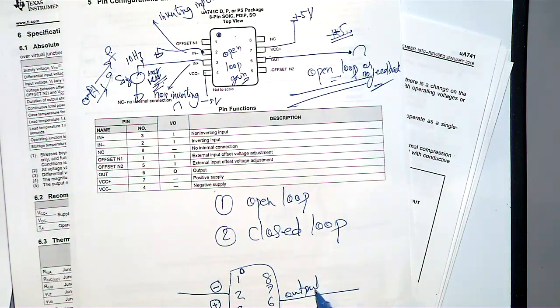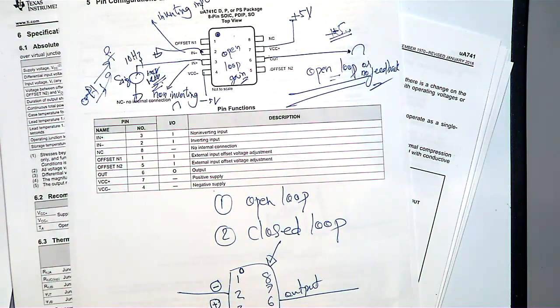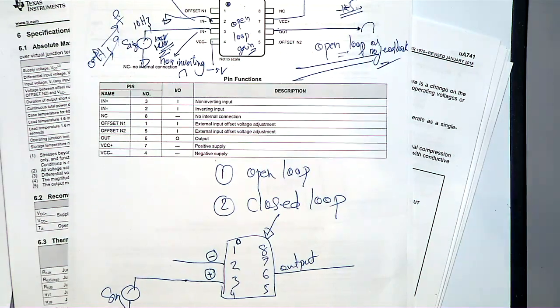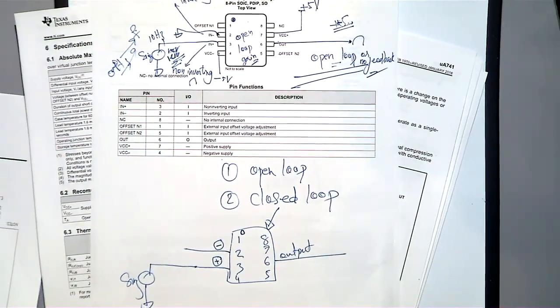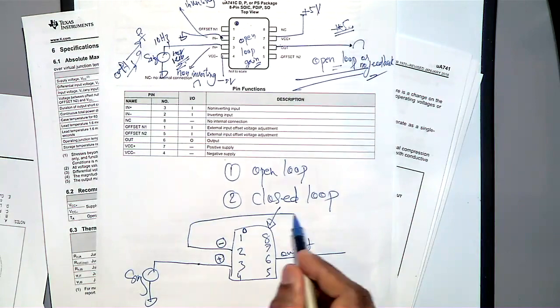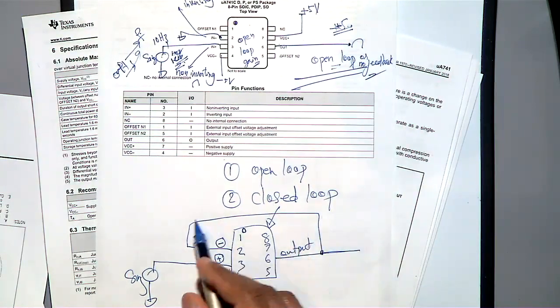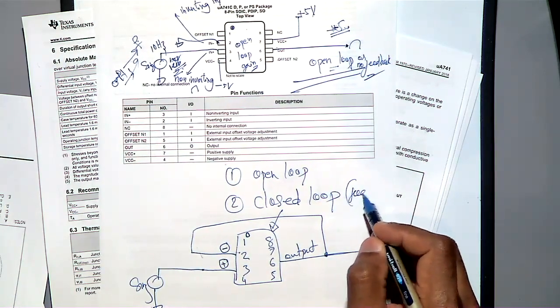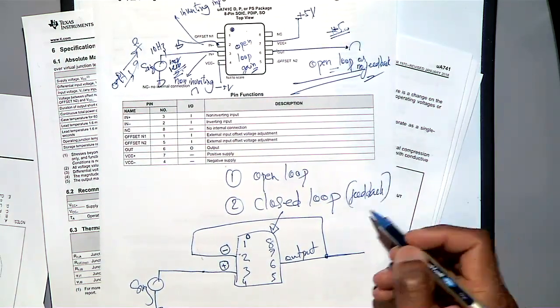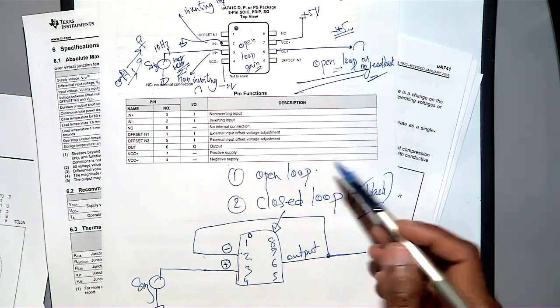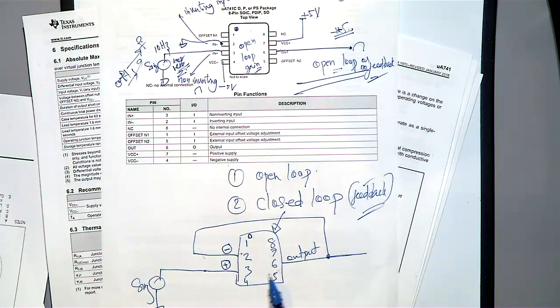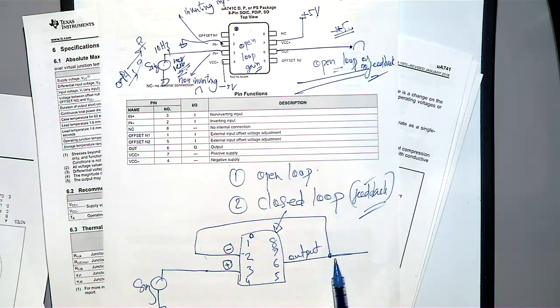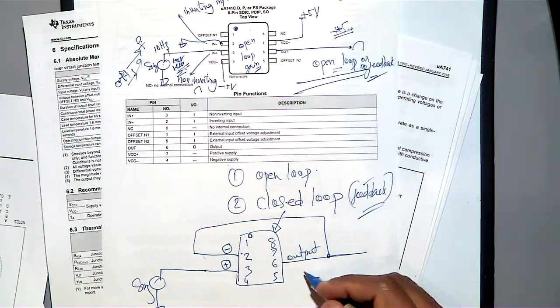So what do you mean by closed loop? Closed loop means I will be connecting maybe my signal here. That is a signal. But then what I will do is, I will connect this output back to the input. This is called a closed loop, or with feedback. So there is a feedback, and in the open loop there is no feedback. This configuration with the closed loop or feedback we use for amplification.